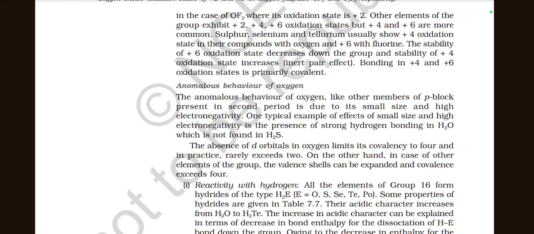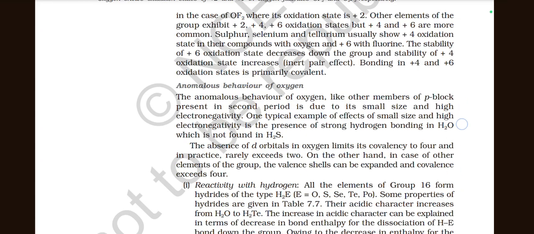Sulfur, selenium, and tellurium usually show the +4 oxidation state in their compounds with oxygen and +6 with fluorine. The stability of the +6 oxidation state decreases down the group and the stability of the +4 oxidation state increases. Bonding in +4 and +6 oxidation states is primarily covalent.